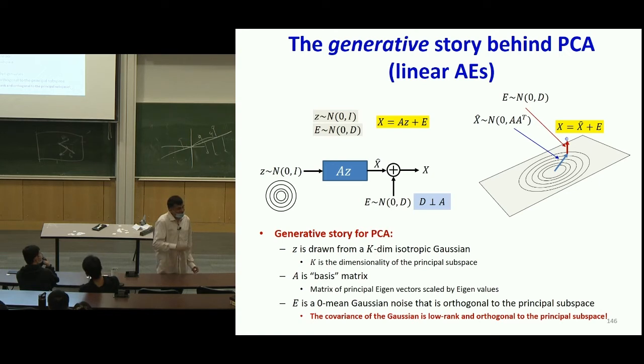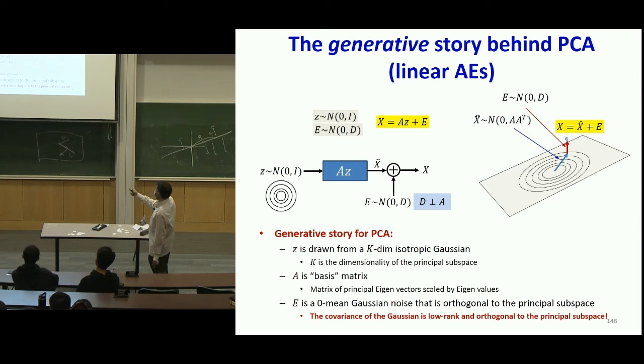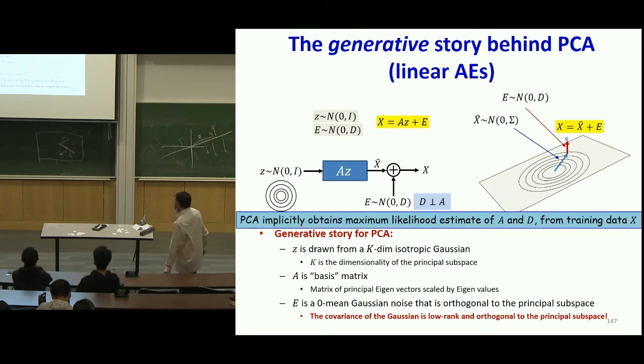So in order to fully characterize the model, to characterize the distribution of the data that you get, look at the distribution of the Gaussian itself. The distribution is going to be zero mean, and the variance is going to be A A transpose plus D. So those are the only two things that we need to know. So if you know A and you know D, then you know everything about the data. You can generate data from this distribution, right? So the parameters of this distribution are A and D. Principal component analysis implicitly obtains maximum likelihood estimates of A and D from the training data.